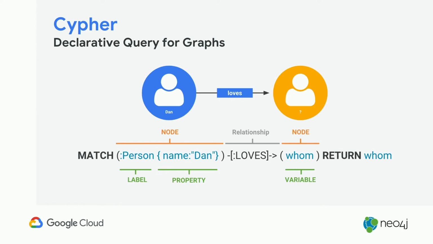And so from our previous graph, we know that this kind of query is going to result in the node Anne, because Dan loves Anne.